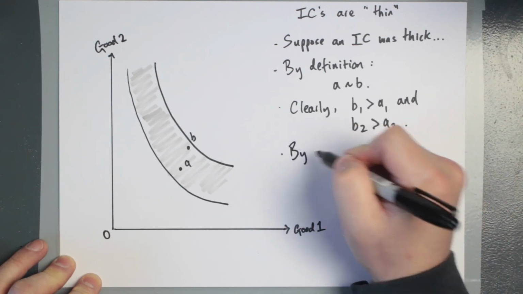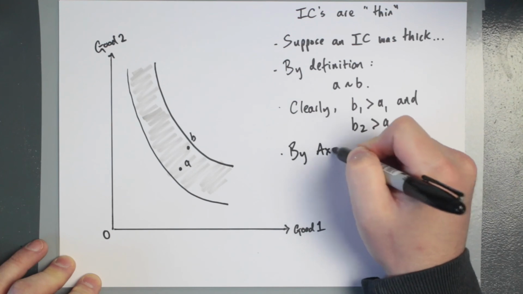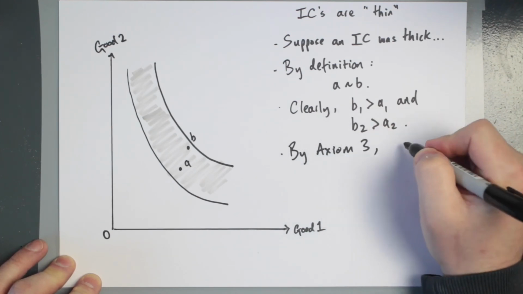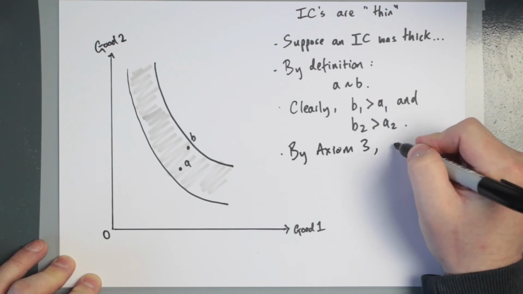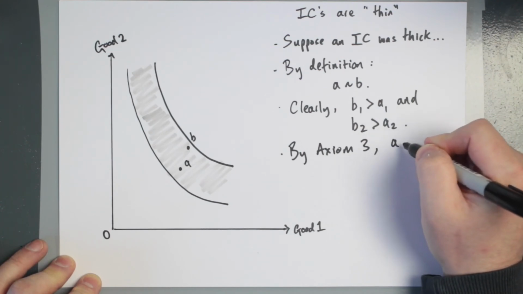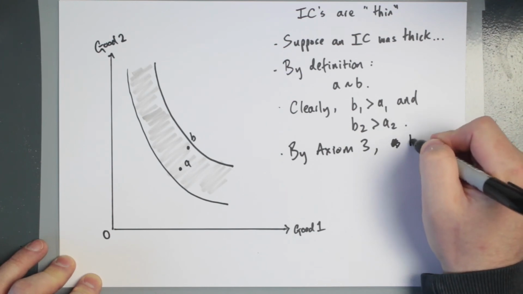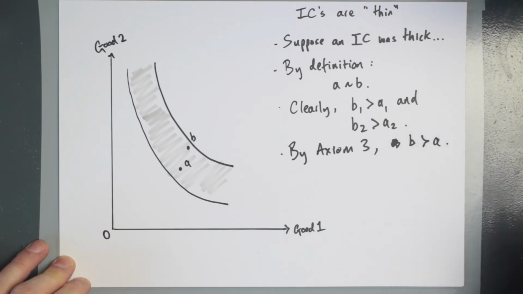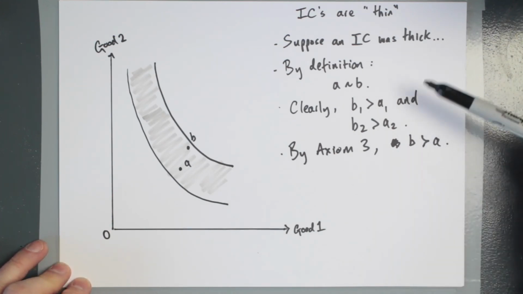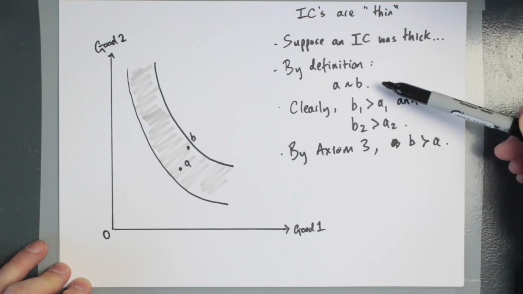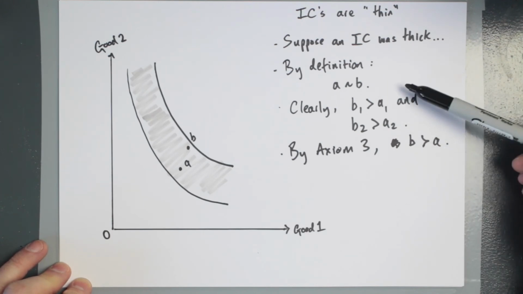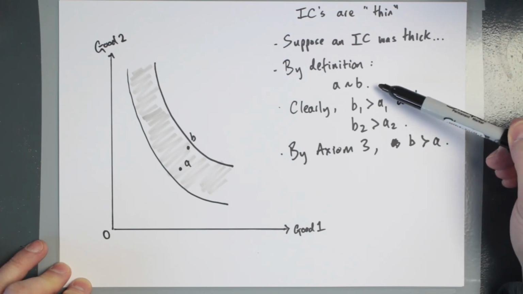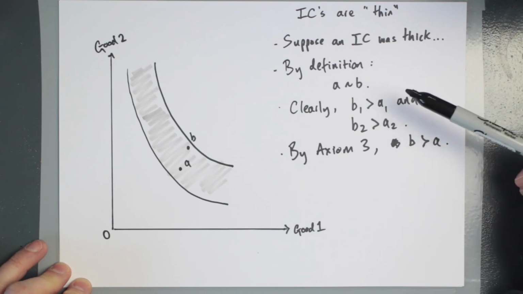I'll just write axiom 3 to save space, but by the axiom of monotonicity, we know it's strictly greater. Our consumer must strictly prefer bundle B to bundle A, okay? So now we've arrived at the point where we have two different preferences being expressed. By definition, our consumer is indifferent between A and B, by the definition of an indifference curve.